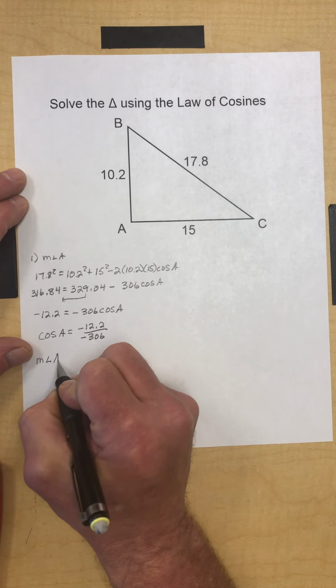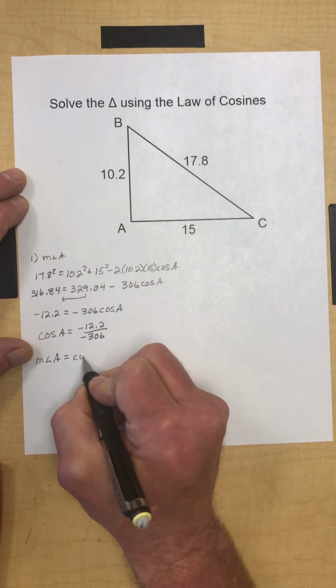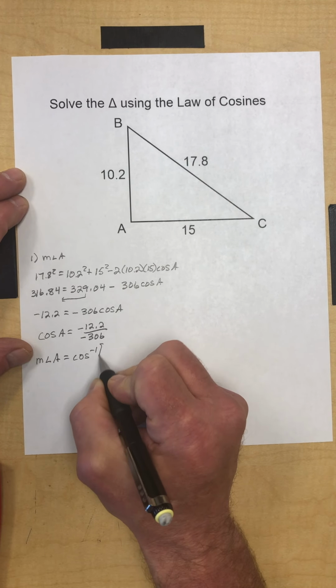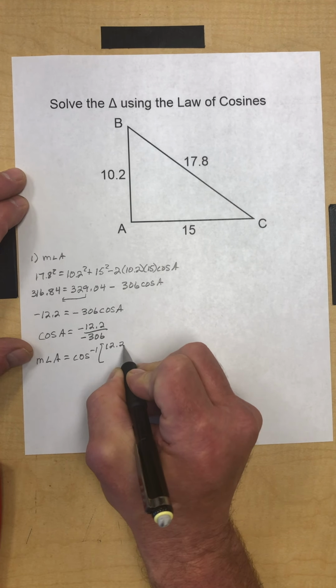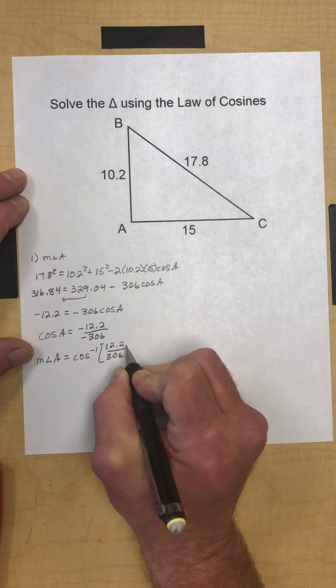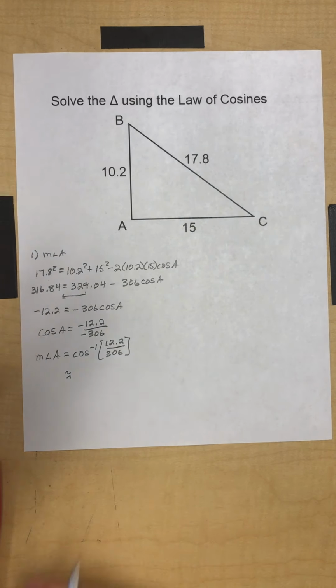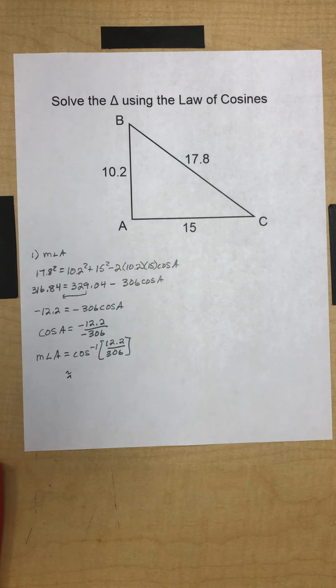So we get the measure of angle A equals cosine inverse of 12.2 divided by 306. Okay, so we punch that in. Second cosine inverse, 12.2 divided by 306.